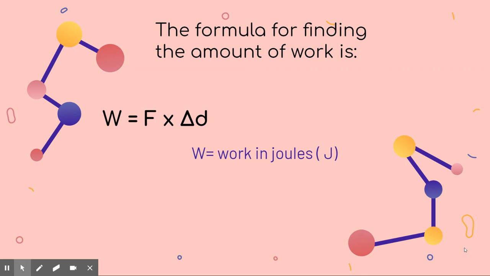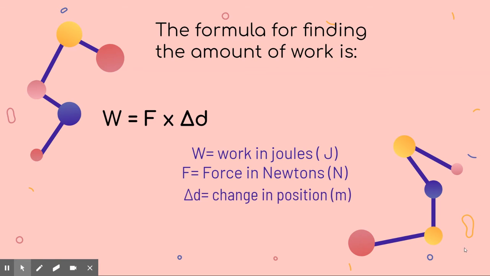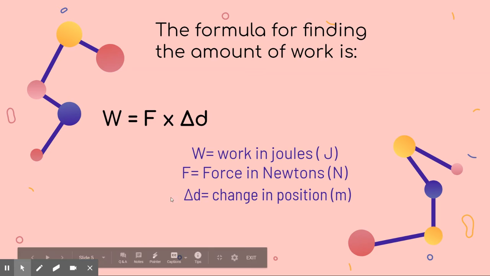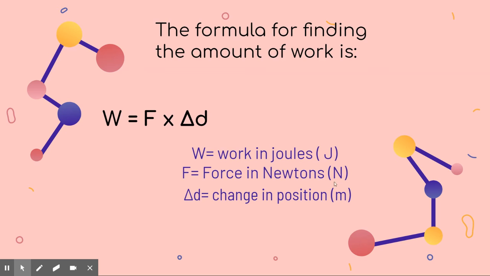Work is always calculated in joules. Joules is always a capital J. F represents force, and it is always in newtons, which is a capital N. And the delta d, which is change in position or distance, is in meters. So again, earlier I said that the unit for work is joules, and it's always because a joule is a Newton meter. Well, force times distance is newtons times meters, so it makes joules. So it makes sense that work is in joules because it's a Newton meter.